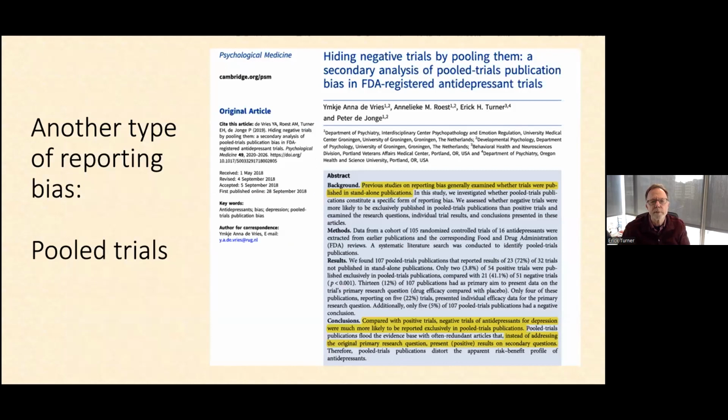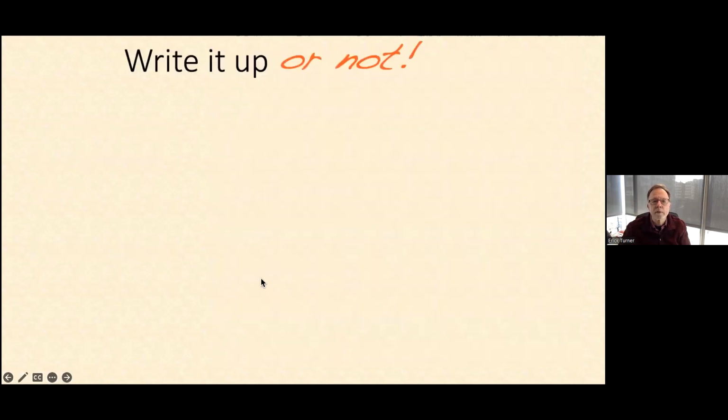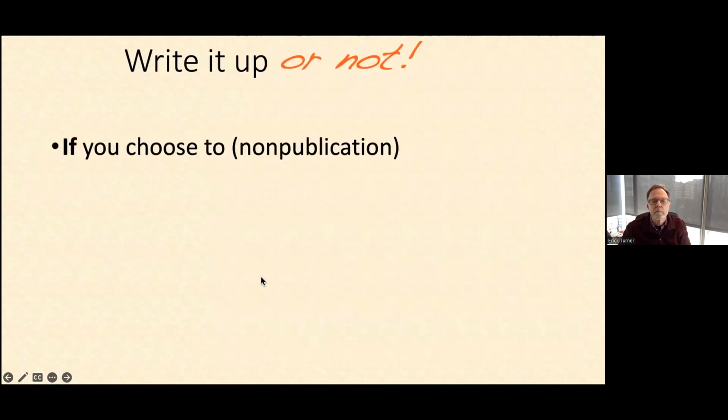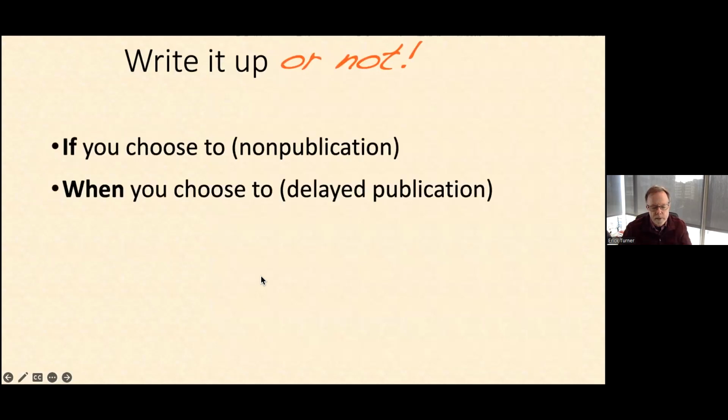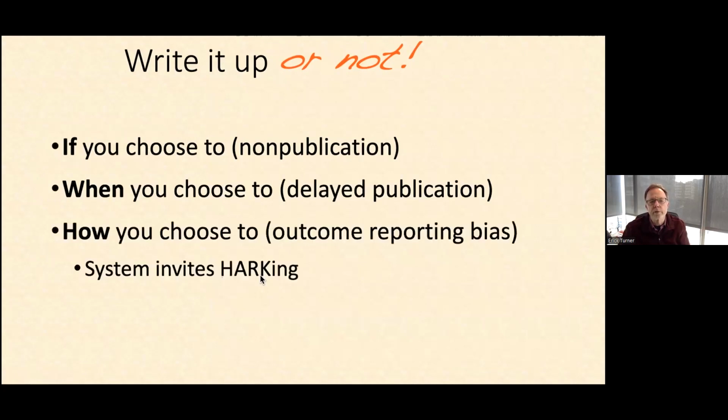So this brings up another type of reporting bias, a pooled reporting bias, I guess it's called. So this is a paper that I was a co-author on, and it was led by some colleagues of mine in Holland at University of Groningen, Imke Anna de Vries, and hiding negative trials by pooling them. So I just want a quick reprise of this previous slide about the fact that it's after the fact. You can write it up or not if you choose to, when you choose to, and how you choose to.